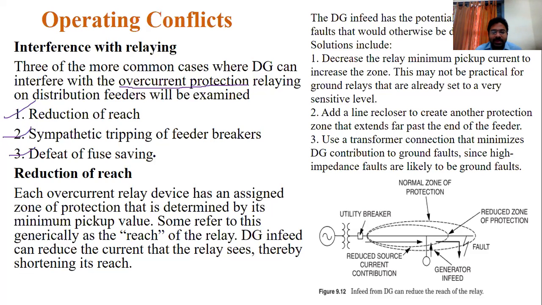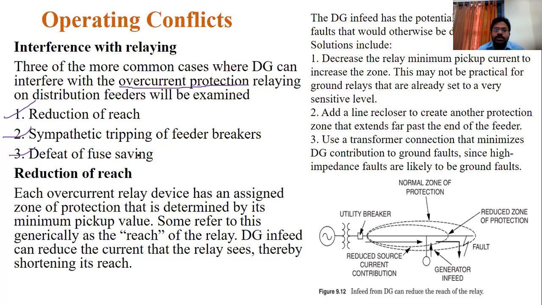What is the meaning of the reduction of the reach? Then what is the tripping of feeder breakers? Sympathetic tripping of these feeder breakers, nothing but circuit breakers. Feeder breakers means that we are connecting our relays to the distribution feeders and different types of feeders, and that's why we can call them feeder breakers. Then the third one is the defeat of fuse saving.